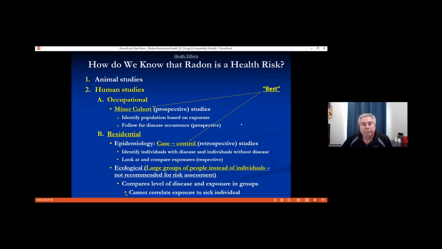Ecological studies are not really recommended for risk assessment. What you're doing is you're studying all the people in a certain town to see if they develop cancer. It doesn't tell you anything about a specific individual. So those types of studies are not really recommended for risk assessment, because you can't really put a finger on a specific individual. With cohort and case control studies, you're dealing with individuals at that point, and that's where you know there's a direct link between the lung cancer and the individual who got exposed.